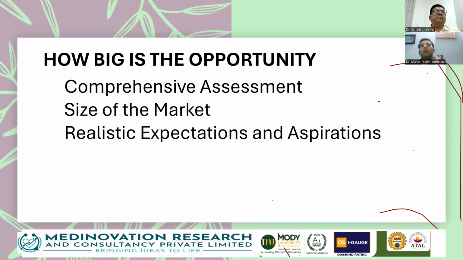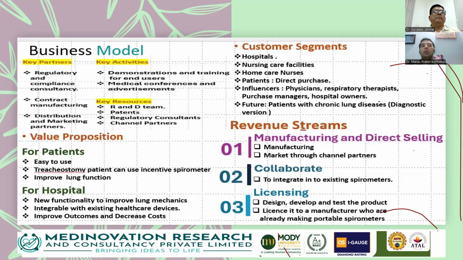So this type of thing, you have to develop a business model. When you develop a business model, you have to find out who will be your key partners, because all the things you cannot do on your own. So you have to take help of certain people. Like for our product, we need help of regulatory, we need contract manufacturers, we need distribution and marketing. Second is what key activities you will do. What are the key resources you will have? For us, our key resources are our R&D team, our patents, our regulatory consultants.